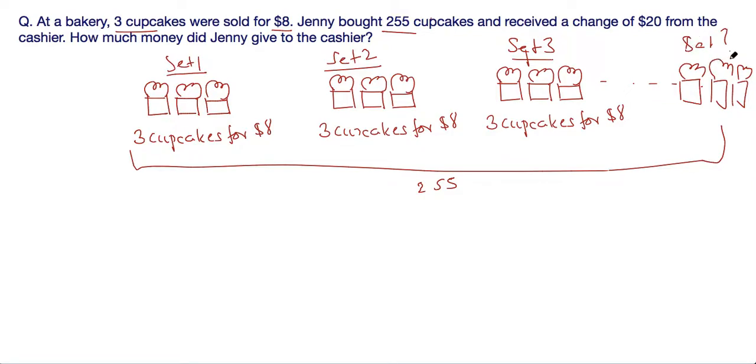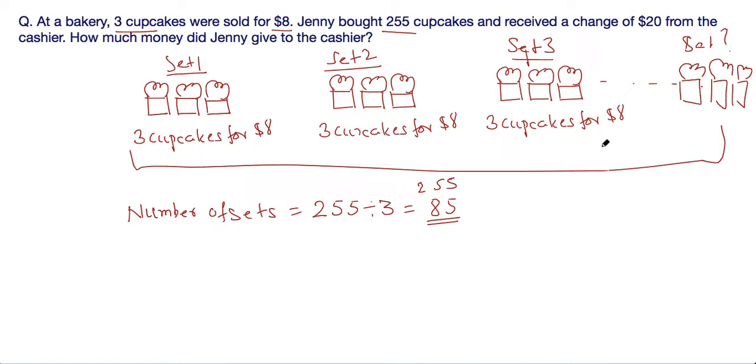So if we can just find how many sets she has bought, it's easy to find how much she was supposed to pay to the cashier. So how do we find how many sets she has bought? It's very easy. She has bought a total of 255, and each set is 3 cupcakes, so just divide it by 3 and you will get 85. So basically she has bought 85 sets of 3 cupcakes each.